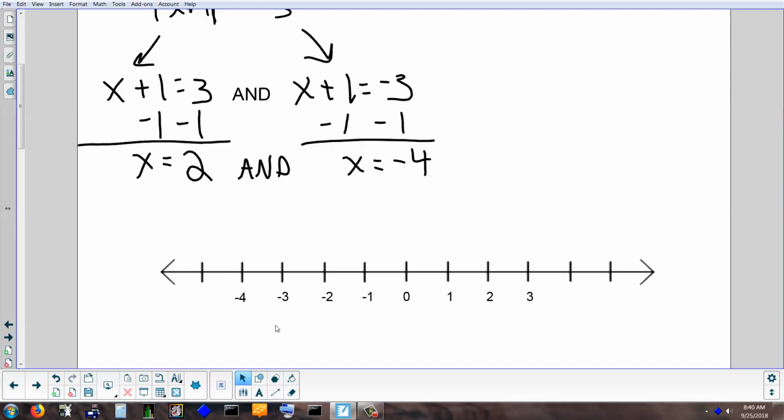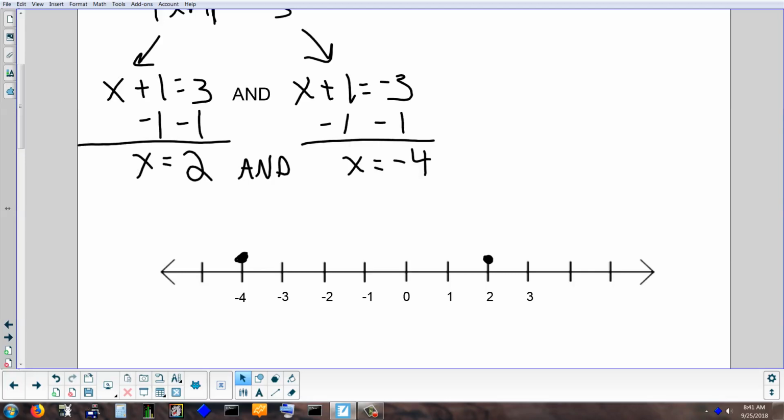Sometimes we may ask you to graph it. Sometimes we may not ask you to graph it. Very simple. To graph it, all you do is find 2 on the number line. Is it open or closed on this? Closed. Put a dot at 2. Put a dot at negative 4. So to graph it, all you have to do is put dots at the 2 numbers we had for answers. Alright?